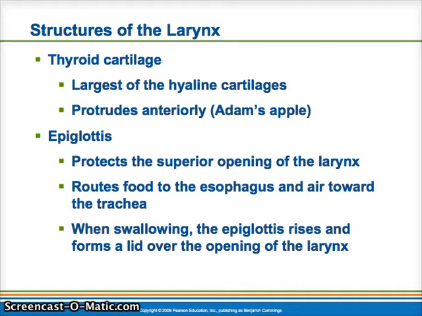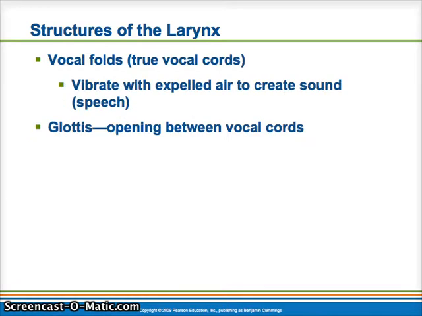The epiglottis, which is located at the top of the larynx, protects so that when we swallow, food doesn't go down the wrong pipe, or doesn't enter into our airway, which is the trachea. As we swallow, the epiglottis rises, which forms a lid over the larynx, preventing food or any kind of foreign material from getting in there, except for air, of course. The vocal cords are also located in the larynx, which vibrate when air is expelled to create sound. The gap between the vocal cords is what's called the glottis.